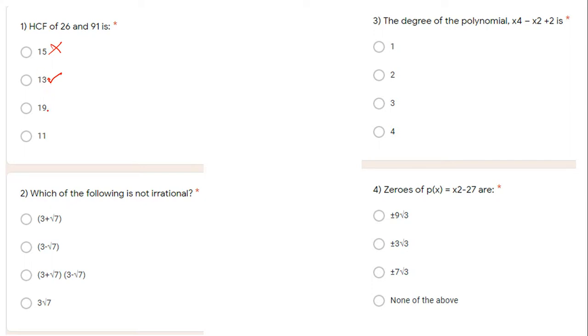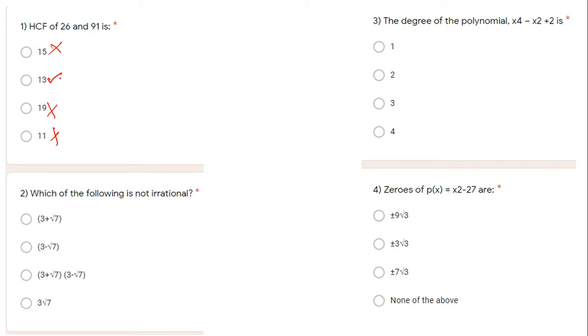Now see option C, 19. 19 twos are 38, so 26 will not come. Likewise 11 twos are 22, threes are 33, fours are 44, so 26 will not come in any of those tables. So if the others are not the answer, then obviously 13 is the answer. To check: 13 twos are 26 and 13 sevens are 91.